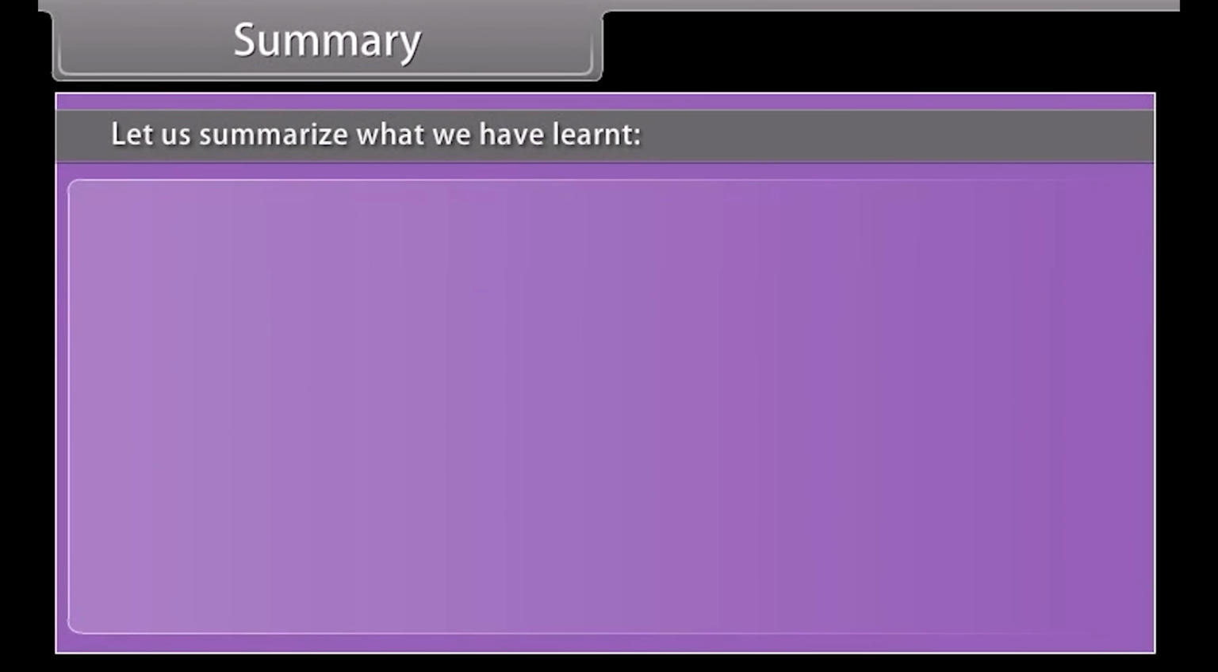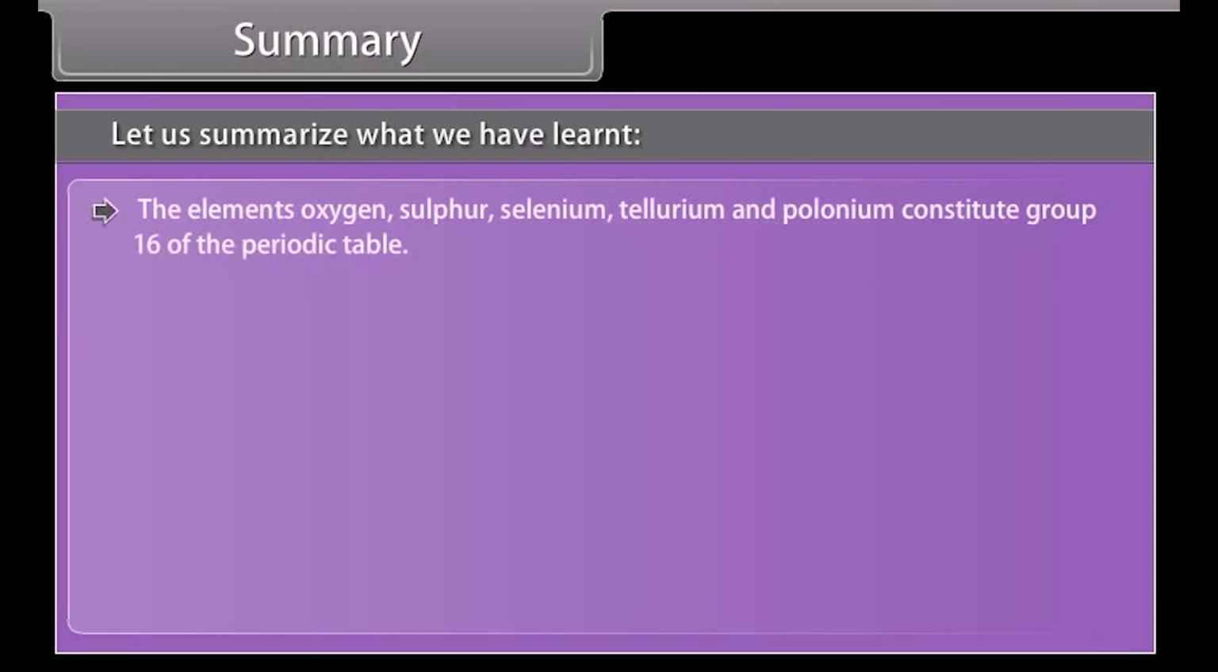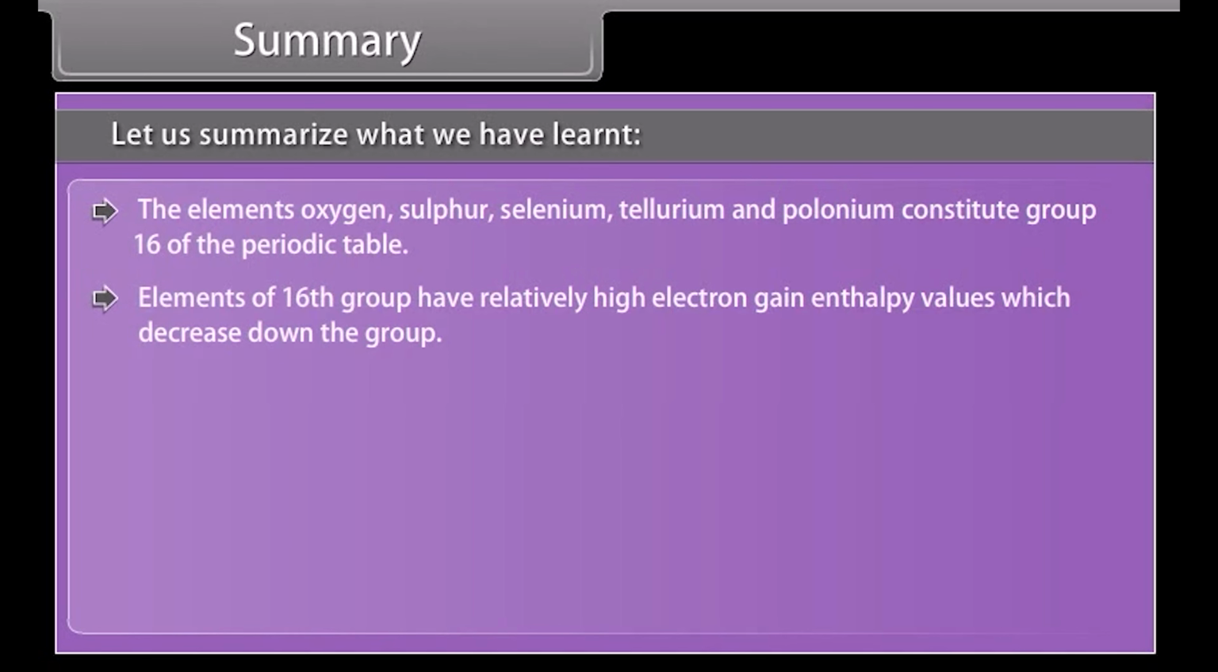Summary. Let us summarize what we have learnt. The elements oxygen, sulphur, selenium, tellurium, and polonium constitute group 16 of the periodic table. Elements of 16th group have relatively high electron gain enthalpy values which decrease down the group.